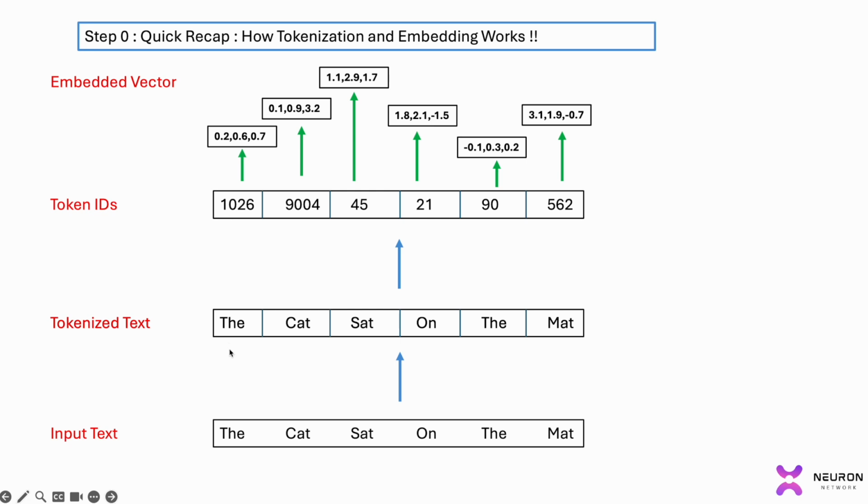So 1026, or "the", is represented as 0.2, 0.6, 0.7. So this is a three-dimensional space. In three-dimensional vector space, "the" is represented by these three numbers. You can imagine coordinate geometry, where there is a particular point in that space which is locked for "the" and represents it. Similarly, cat, sat, on, the, mat, everything gets represented. And these embeddings are learned as part of the training itself in large language models or GPT type models, okay? If you understood this, let's move forward.